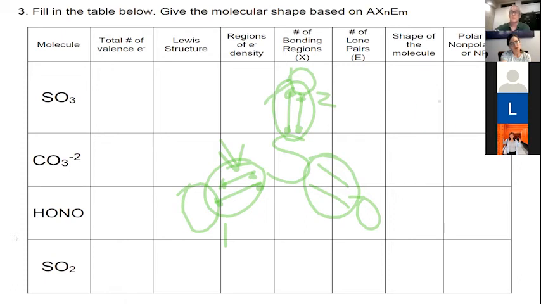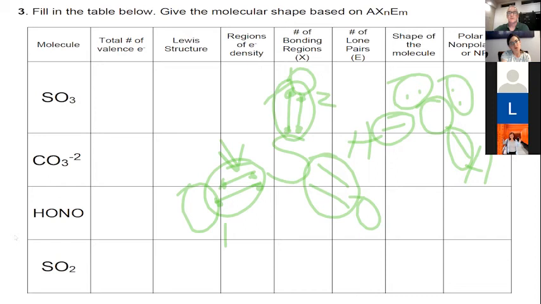So water has 4 regions in space where we'll find electrons. There's a pair in space, there's a pair in space, there's a pair in space, and there's a pair in space. So that would be 4 regions of electron density, 2 of which are bonding, these 2, are bonding, and these two aren't. Those two are lone pairs.